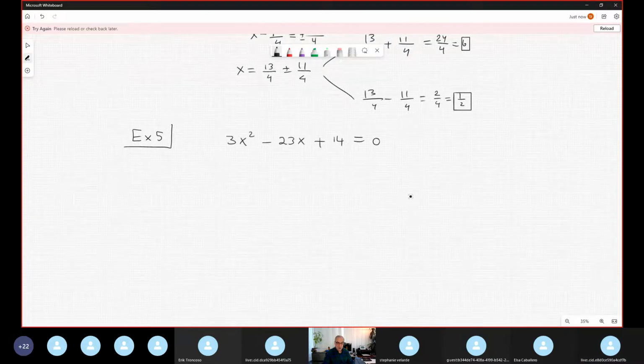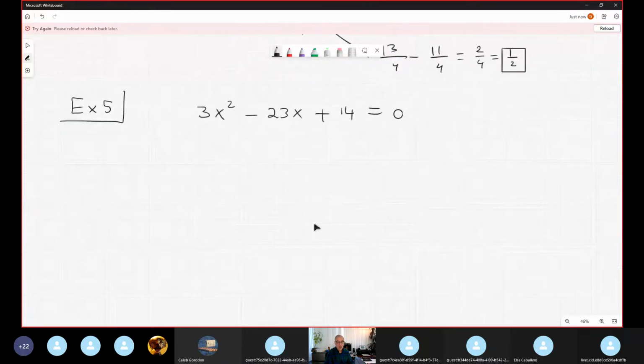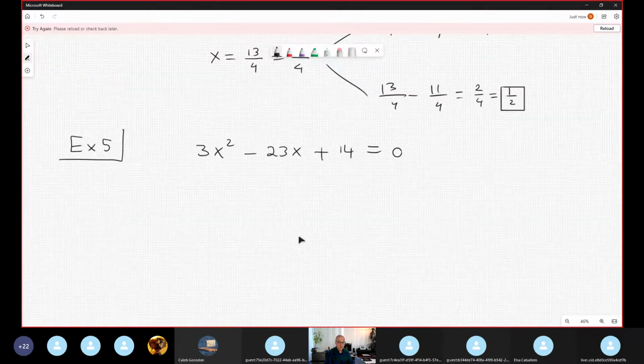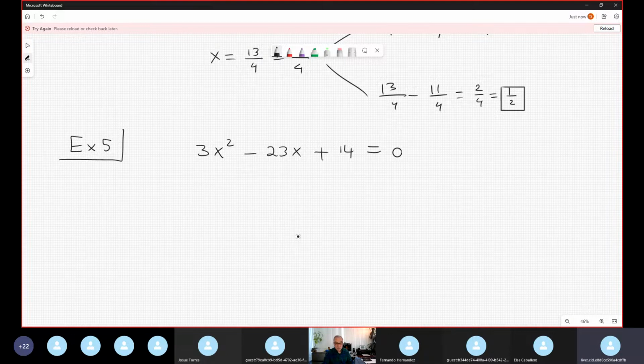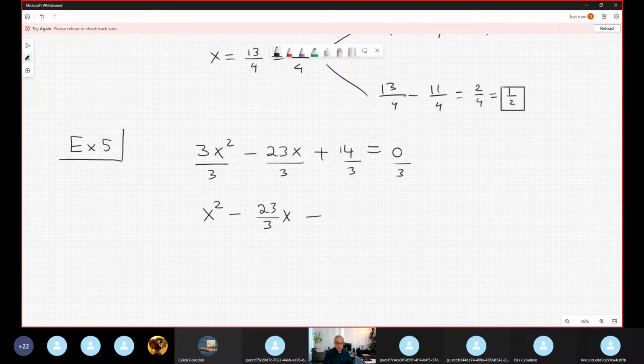Okay, what should I do in this example? Suppose in the test, I put this example, I say, wow, complete the square method. What should I do? Move the 14 over to the other side. Before that, divide everything by 3. Divide everything by 3. Then x squared, exactly. I need minus 23 over 3 x plus 14 over 3 equals 0.